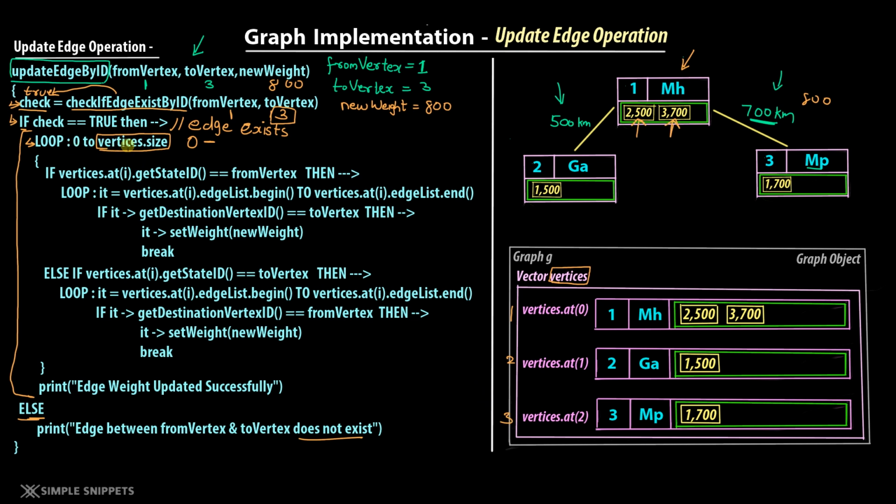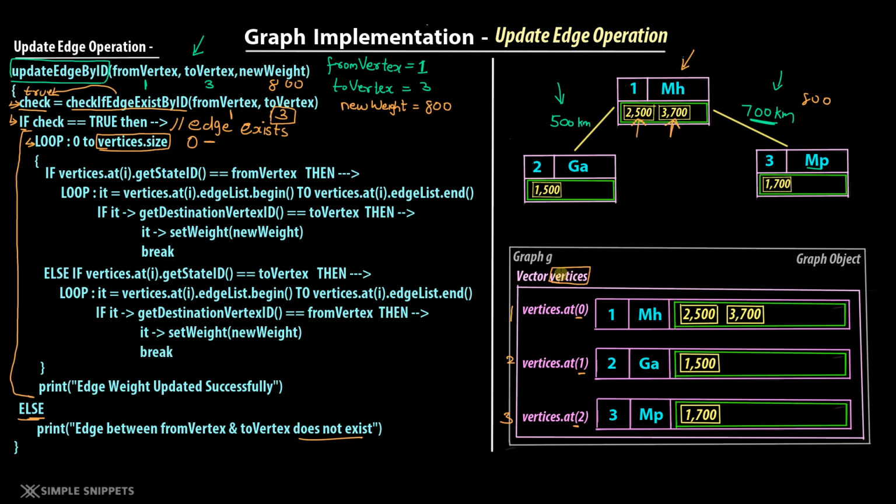So from 0 to vertices.size, what is the size of the vertices vector currently? It is 3 because it is holding 3 elements. You can see vertices at 0, vertices at 1 and vertices at 2. So as I said, this is an array. You can consider this as a dynamic array.